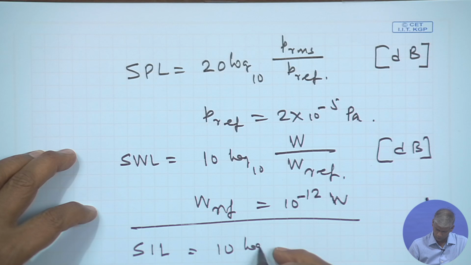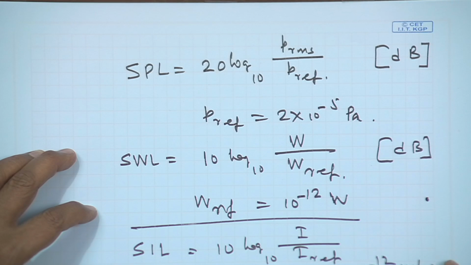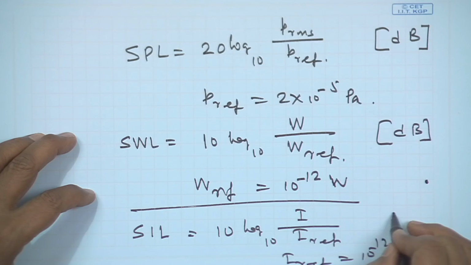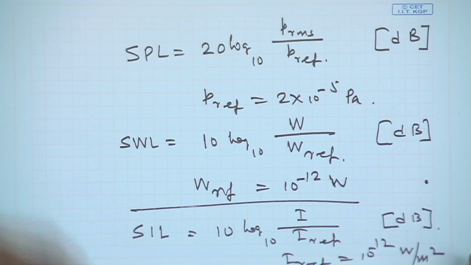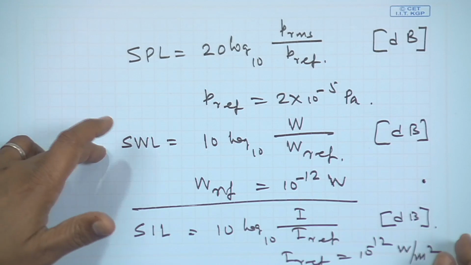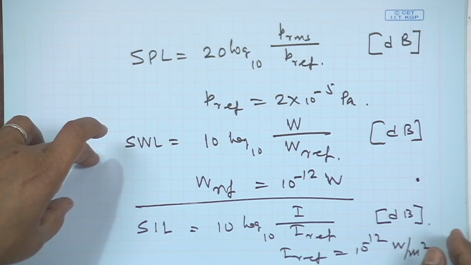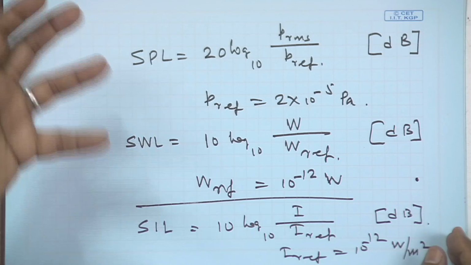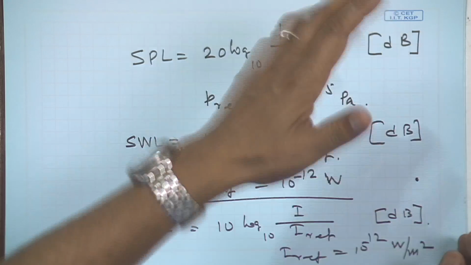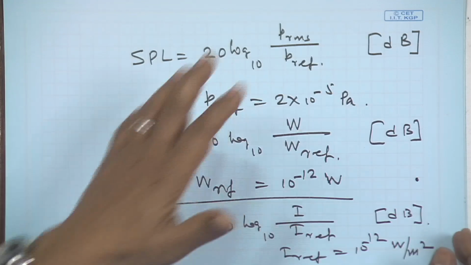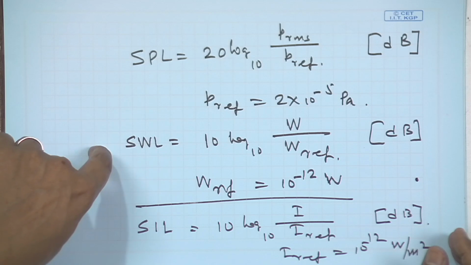10 log to the base 10 of I by I reference, and I reference is 10⁻¹² watt per meter square. This is again in decibels. So, if I could find out or label a product in terms of SWL, it is good. I know whether one is quieter for sure or not, because SPL would change with the distance, with the environment and so on, but SWL is not going to change.